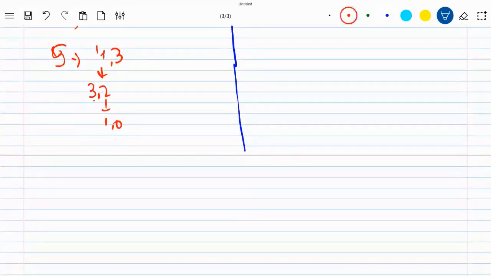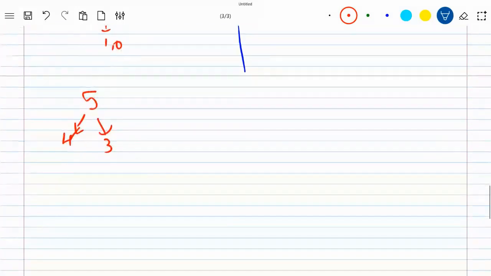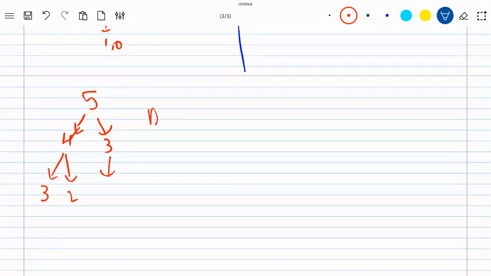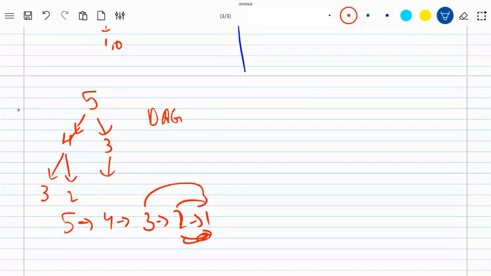So let's draw what I mean by dependencies. So for 5, I need 4 and I need a 3. 4, I need 3 and a 2. And if you look at it, you're just going to get another directed acyclic graph, right? And the graph would look like 5 to 4 to 3 to 2 to 1. And 2 is going to depend on 1, 3 is also going to depend on 1, 4 is dependent, and so on, right?